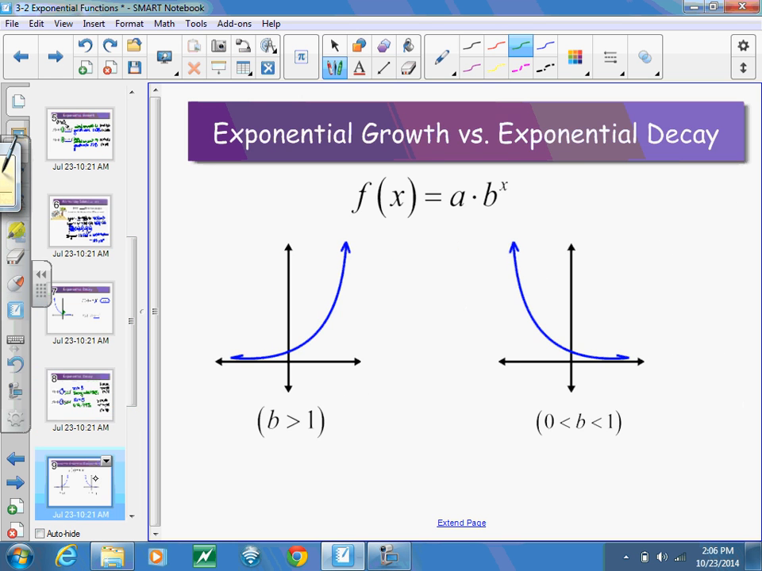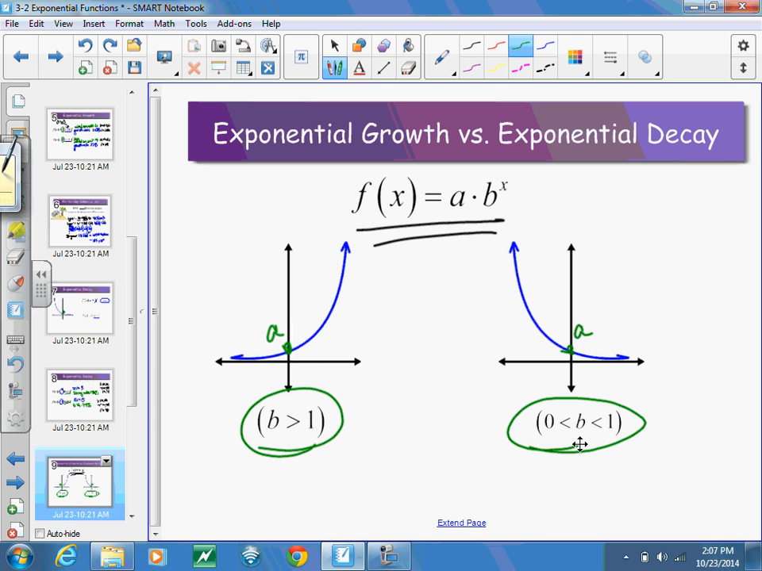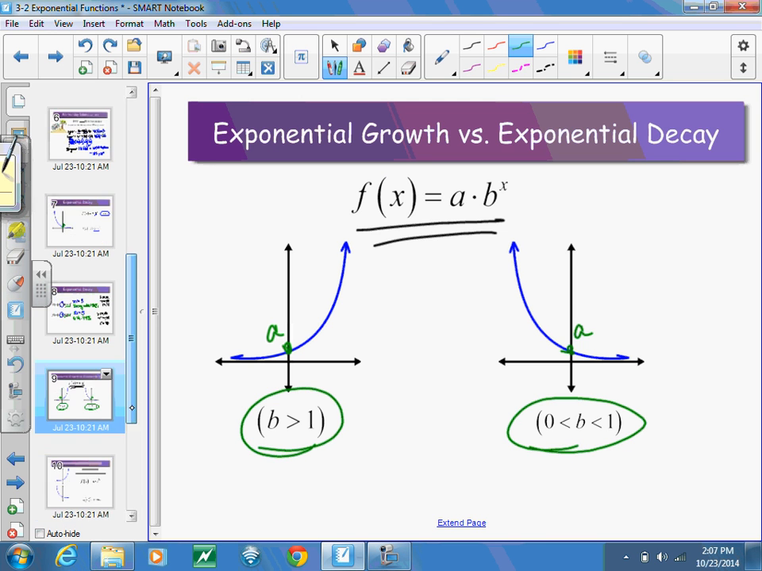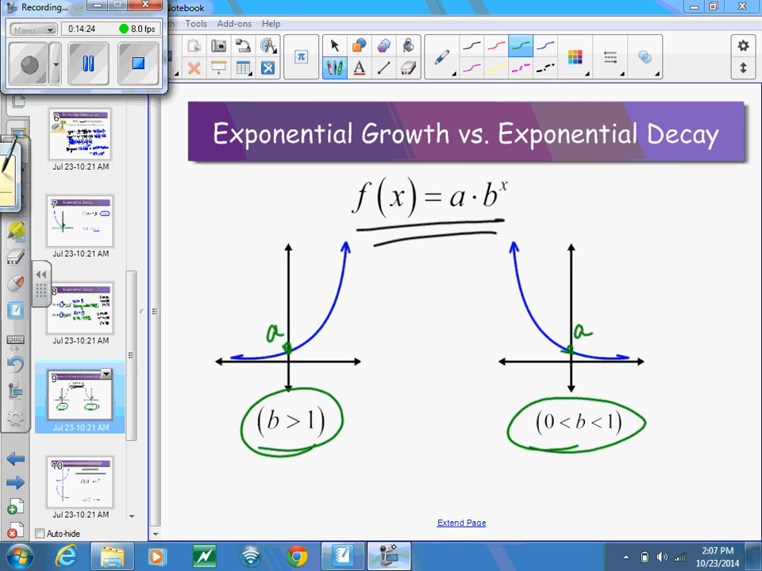So exponential growth, exponential decay, we can use it all based off of this same function here of a times b to the power of x. Both of those functions have an initial value of a, and then exponential growth for when your growth factor is greater than 1, exponential decay when your growth factor is between 0 and 1. So there's our exponential growth and exponential decay, and hopefully I can keep this under 20 minutes.